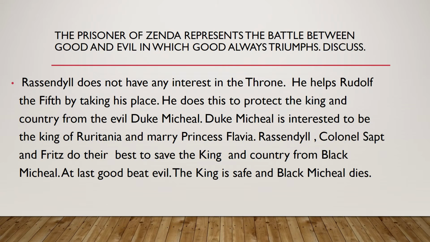Now, question 4. The Prisoner of Zenda represents the battle between good and evil, in which good always triumphs. Discuss. Yes, Rassendyll here does not have any interest in the throne. He helps Rudolf the Fifth by taking his place. He does this to protect the king and country from the evil Duke Michael. Duke Michael is interested in being the king of Ruritania and marrying Princess Flavia.